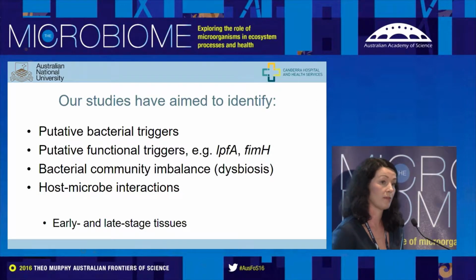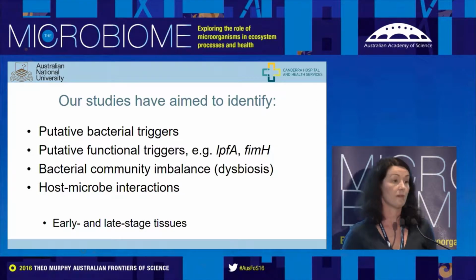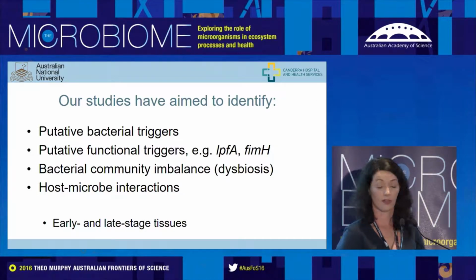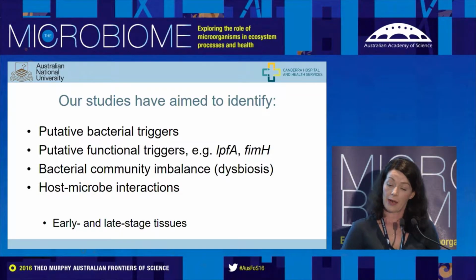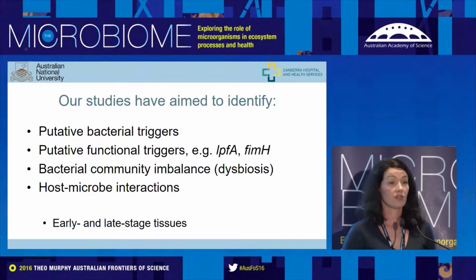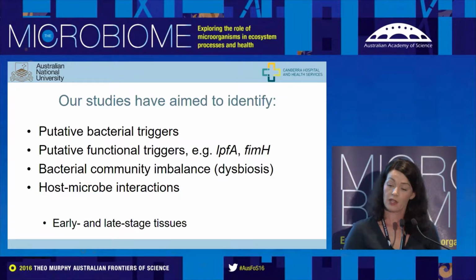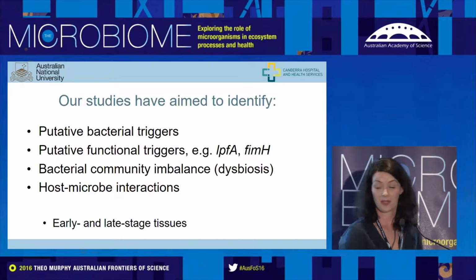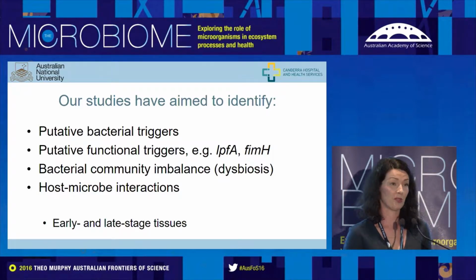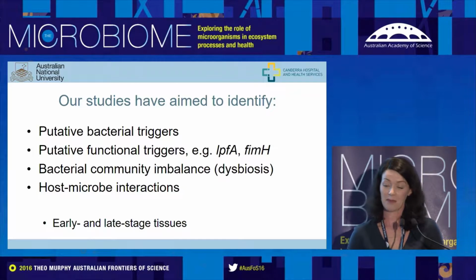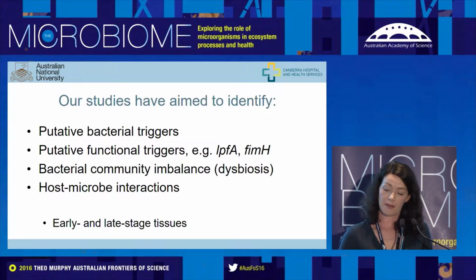Studies in our lab have aimed to identify putative bacterial triggers, and the list is long in Crohn's disease. We've also sought to look at functional triggers such as variants of Fimbriae within E. coli, and look at bacterial community imbalance. I don't like to use the word dysbiosis, but people usually know what you mean when you say it. It means alterations in the community structure, and more recently, host microbe interactions.